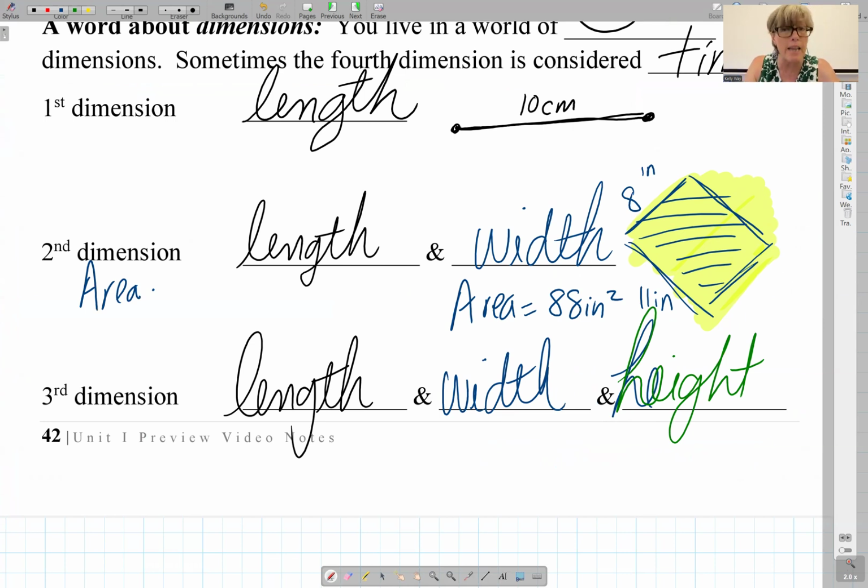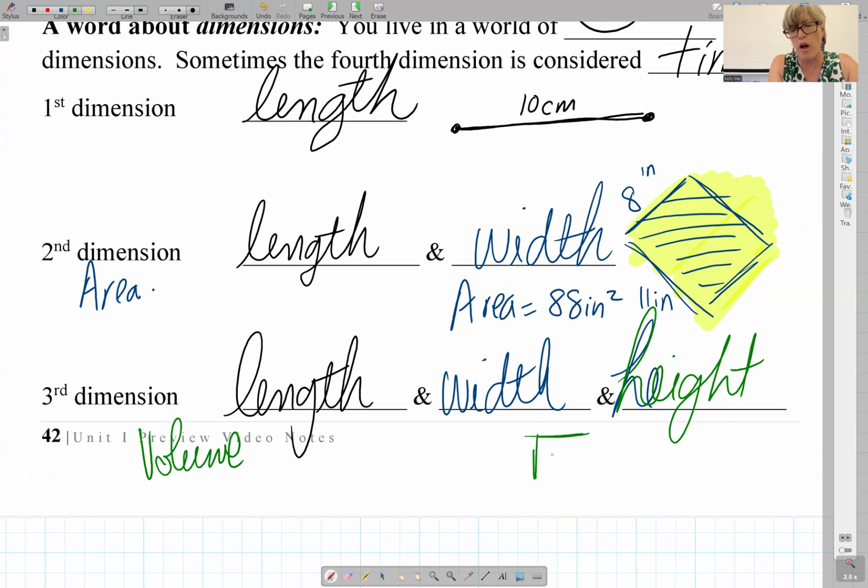Something that has length, width, and height. Essentially, anything you can get your physical hands on is 3 dimensions. So this bottle here is in 3 dimensions. And of course, that's going to relate to a volume.